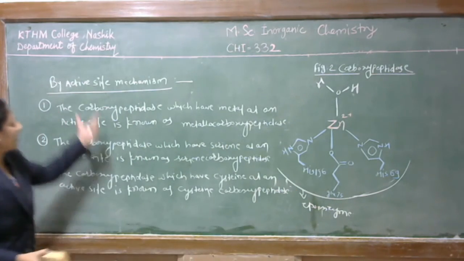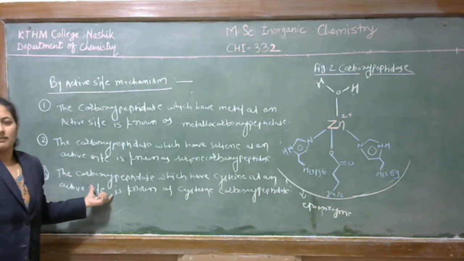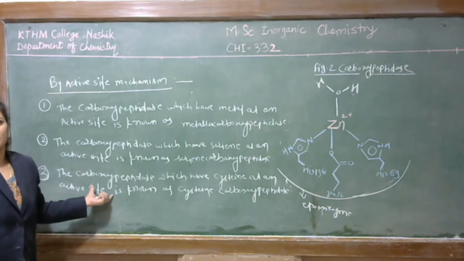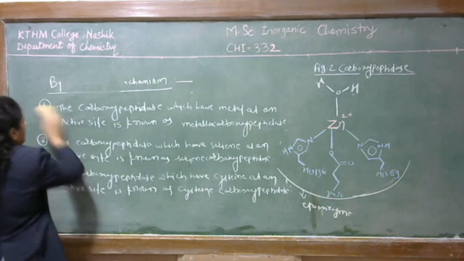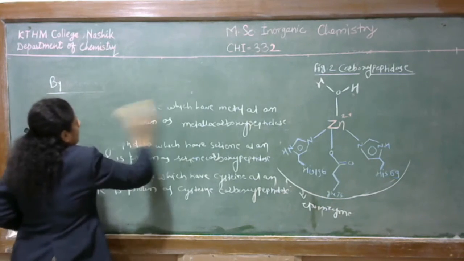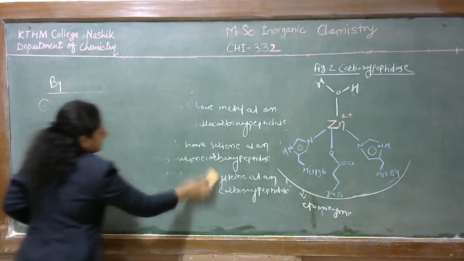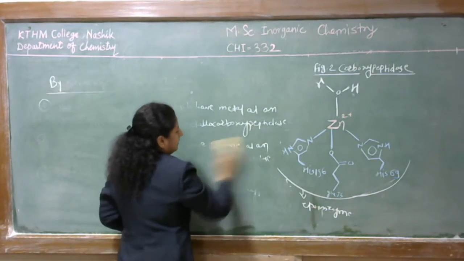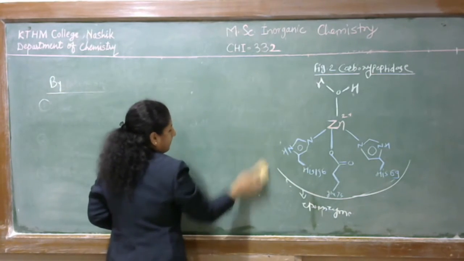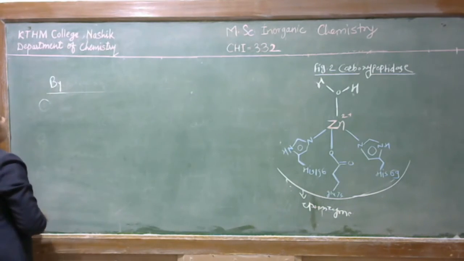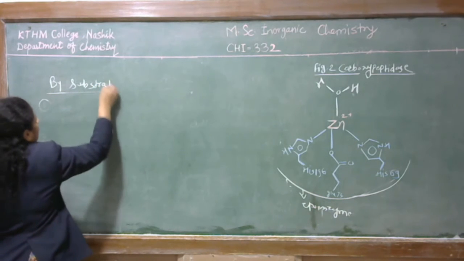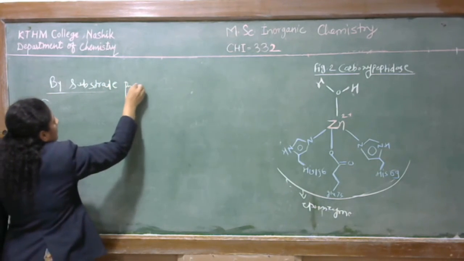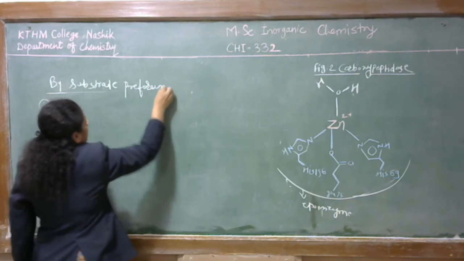So these are the general classifications based on the active site mechanism. Now let's discuss classification by substrate preference mechanism. So let's discuss what is meant by the substrate preference mechanism.